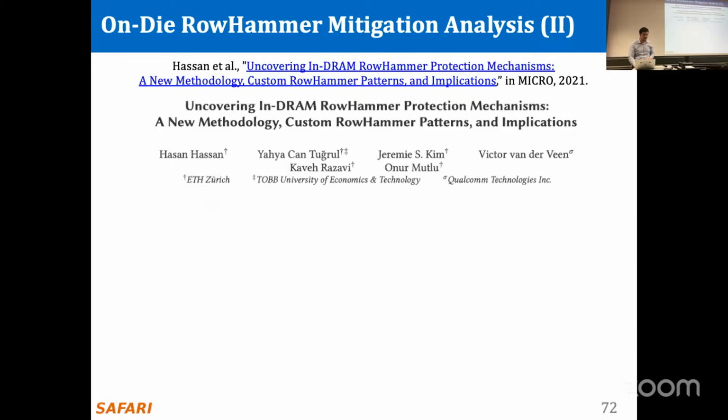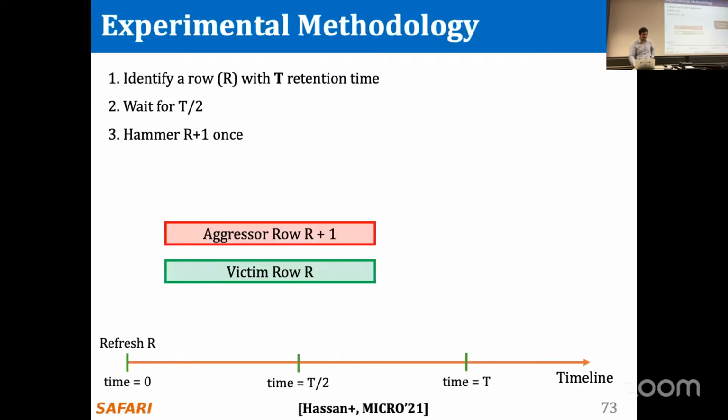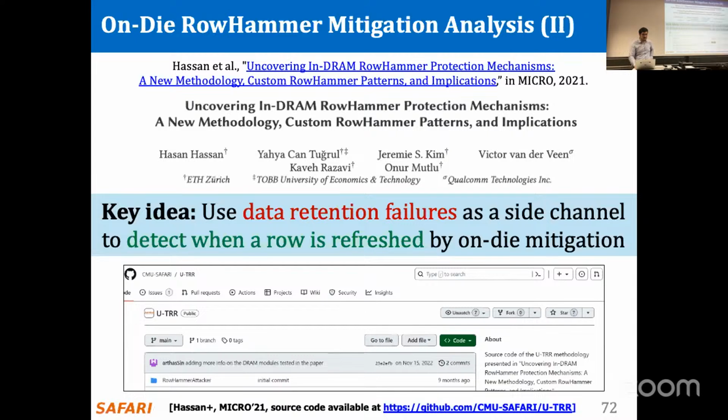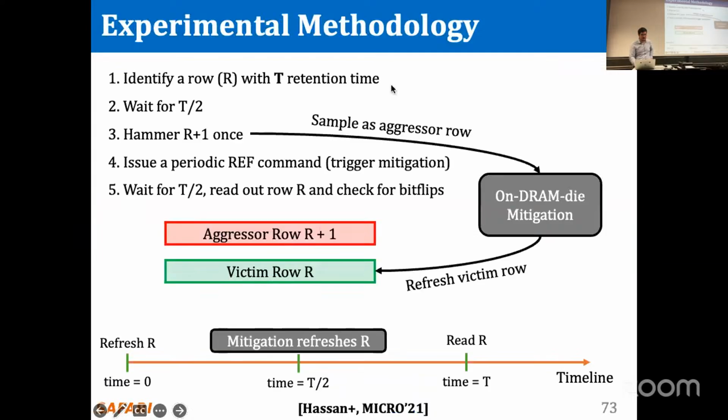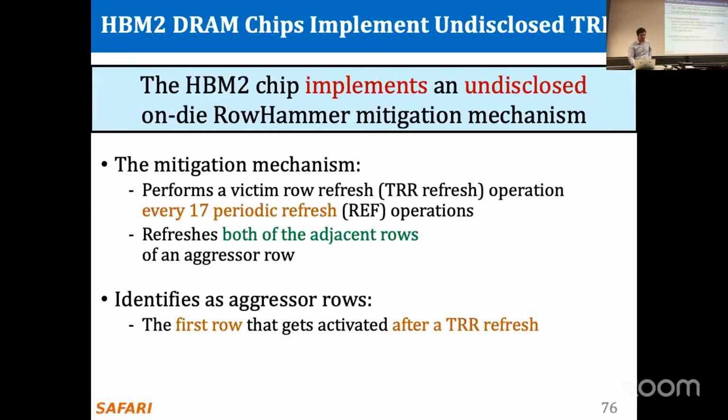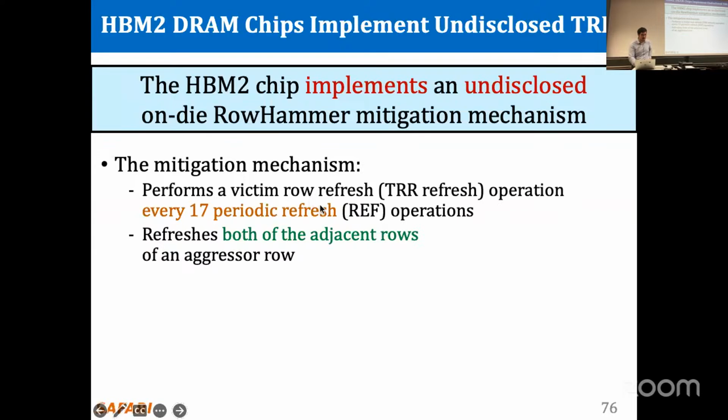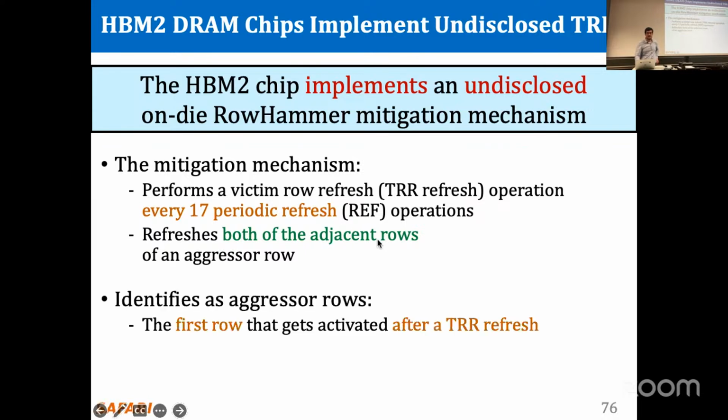And we found some. So we repeated the experiments from U-TRR, uncovering target row refresh in this HBM chip, and we found that every 17 periodic refresh operations, even though you've disabled TRR mode, there's a mitigation mechanism that takes action and refreshes one potential aggressor row. And it refreshes both of the adjacent rows of the aggressor row. So probably it's Samsung, not Hynix, maybe.